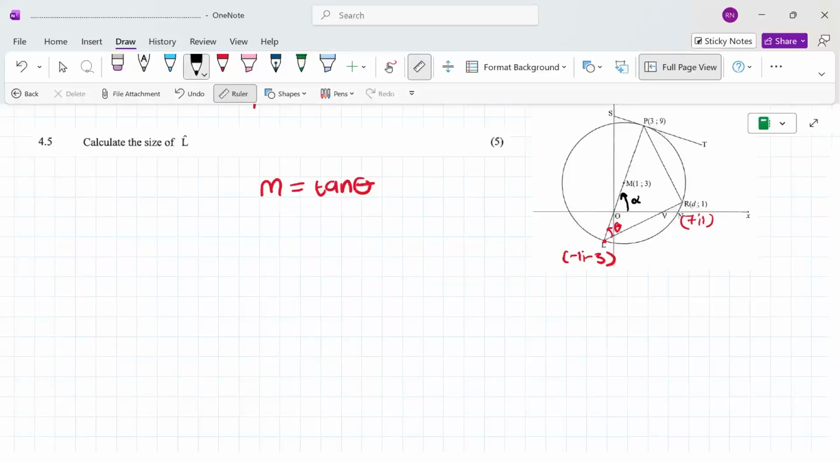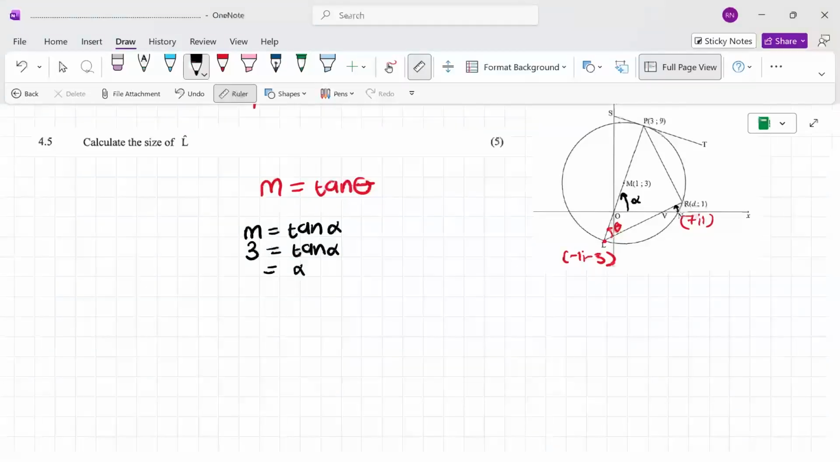Let's call it alpha, because we know that we can find the gradient of PL, which we already have. We found it to be 3, right? And we can find the gradient of RL, and find this angle here. So let's first find alpha. Gradient is equal to tan of alpha. We found that gradient to be 3, which is equal to tan of alpha.